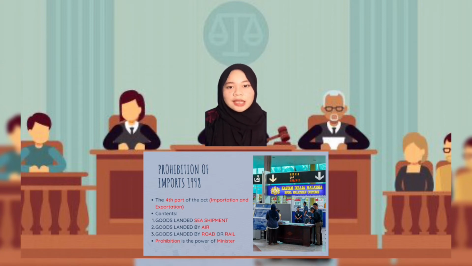Last but not least, the prohibition is the power of the minister. The minister may make a prohibition for imported goods in Malaysia from other countries or exported products from Malaysia to another country. Any question that arises regarding importation and exportation will be decided by the Director General. It is because the Director General has the power to require security.